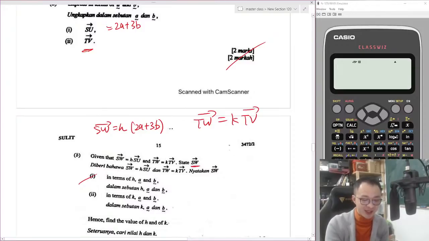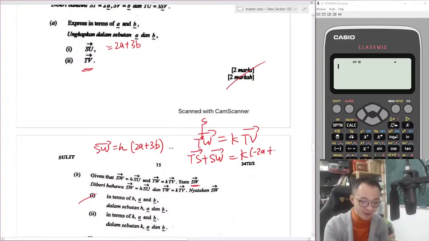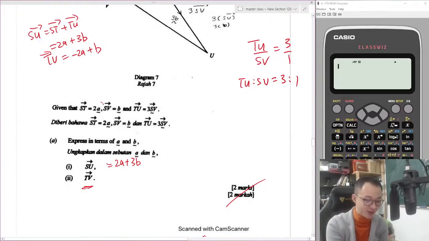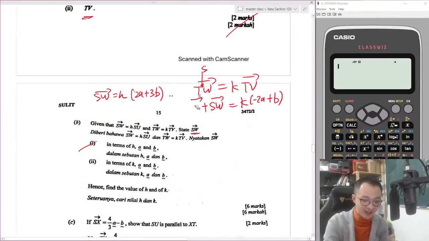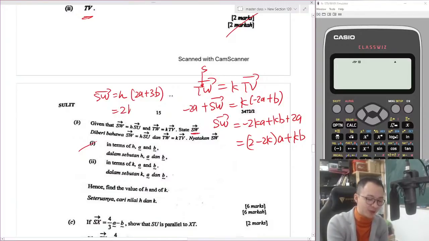And then this one, the second equation, TW. I don't have SW here, so what I want to do is insert an S in between them. In between them means TS plus SW, and then equals k TV. TV we just got, negative 2a plus b. Is it possible for us to find TS? Because we have ST, TS is just negative 2a. So I can find SW now by moving negative 2a to the other side, becoming positive 2a. This is negative 2ka plus kb plus 2a. Normally I will group the a together plus kb. Then I do the same thing for the other one, because I know later I need to do the comparison.